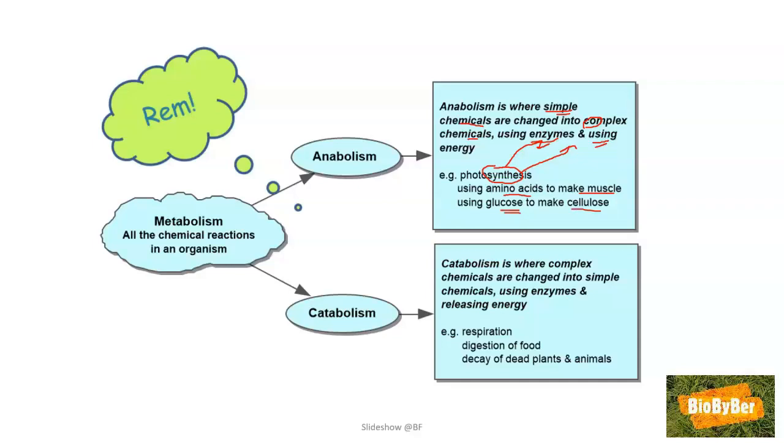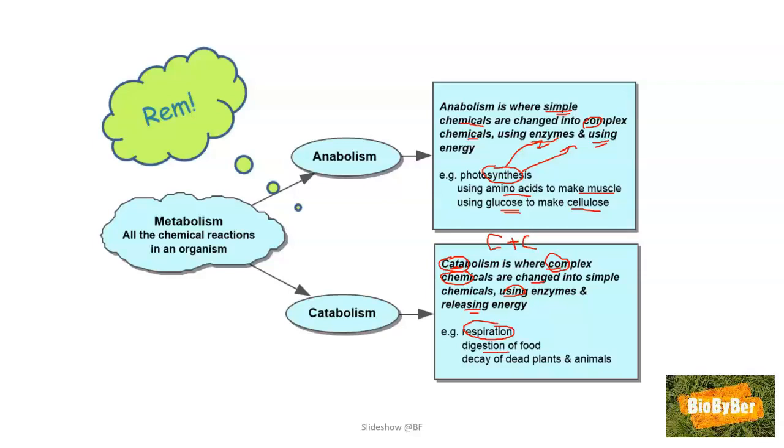Catabolic reactions, very similar definition containing similar key points. Catabolic reactions, catabolism, is where complicated, complex chemicals, C and C, catabolic reactions, complicated chemicals, are changed into simple chemicals, again using enzymes, but this time releasing energy. Examples of catabolic reactions are respiration, where glucose is broken down to release energy from food, and you are making the simple chemicals carbon dioxide and water. So you can see clearly how respiration illustrates a catabolic reaction.